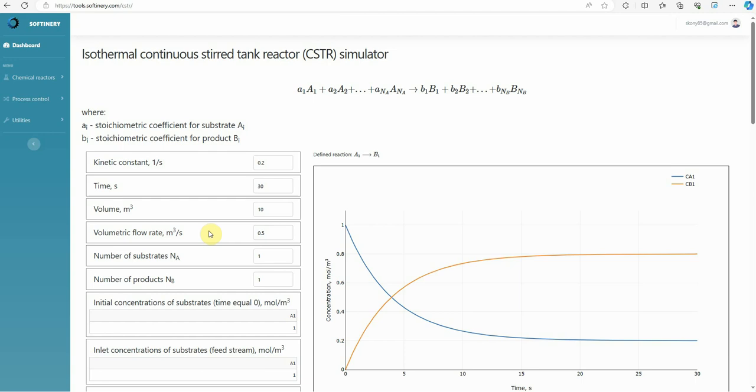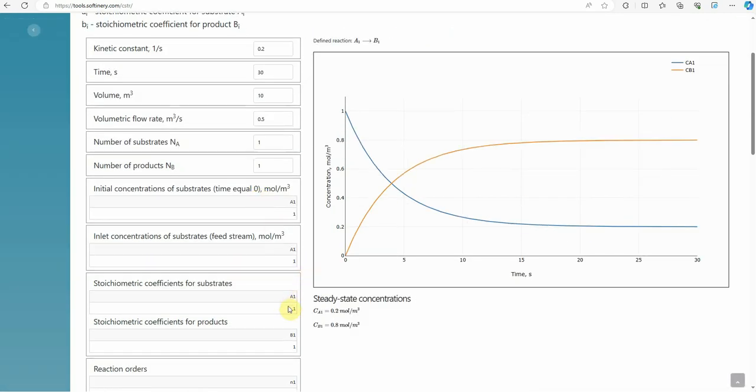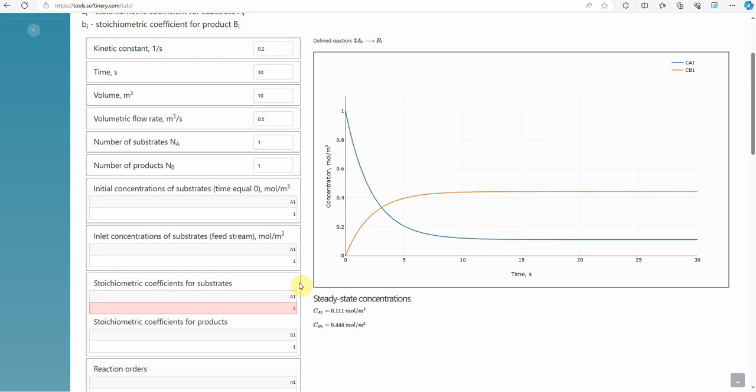First, let's see how to modify the chemical reaction. By default, a simple A1 to B1 reaction is chosen. We can see it in the text above the plot. Let's modify the stoichiometric coefficients in the table. Choose the cell, type the value, for example 2, and press Enter. Now the reaction is updated.